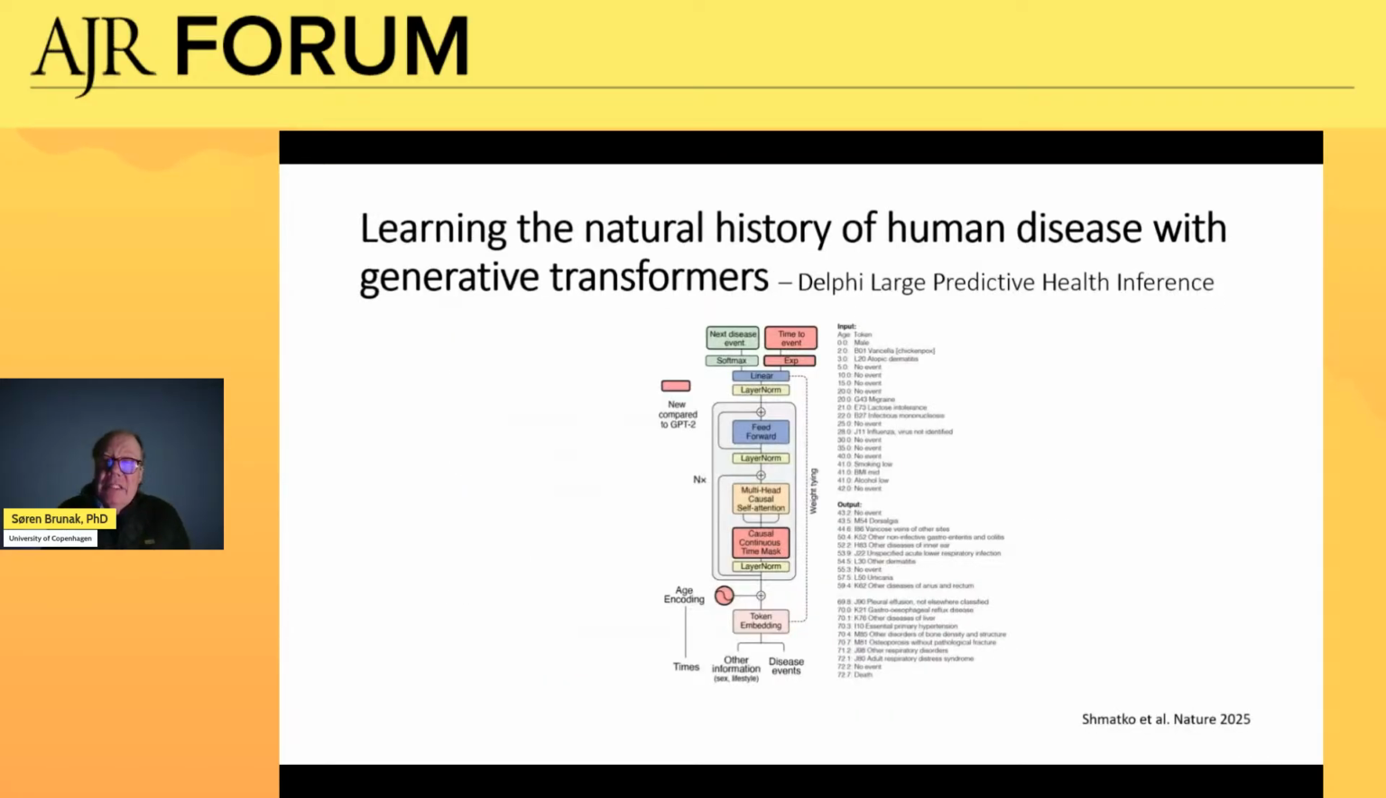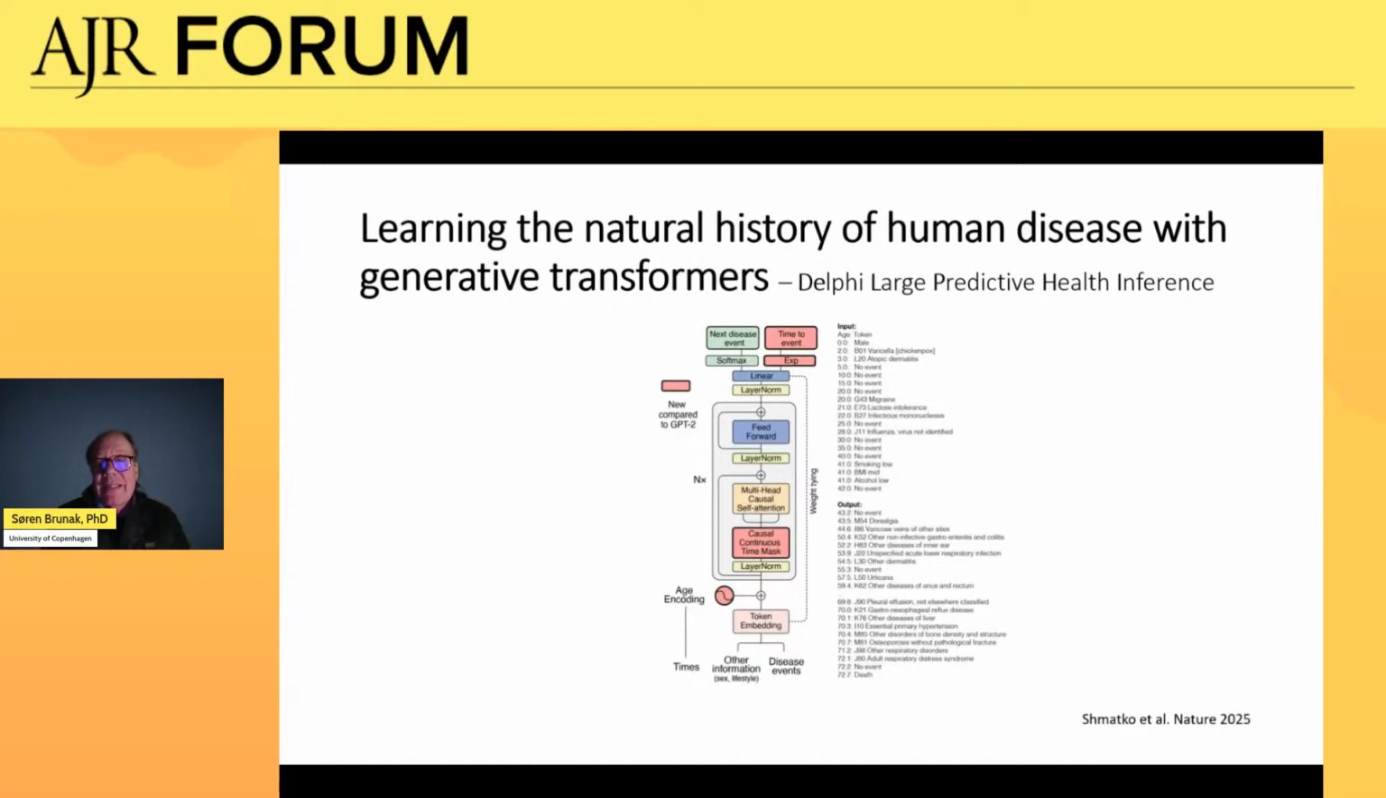In a very recent paper last year, we actually modified the GPT-2 architecture, not to predict the next word in a sentence, but actually to predict the next disease. And not just for one disease, like in the work on pancreatic cancer, but in this architecture, we actually handled 1,000 diseases in one go.